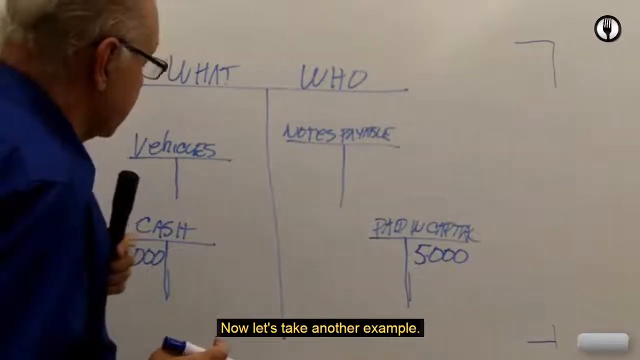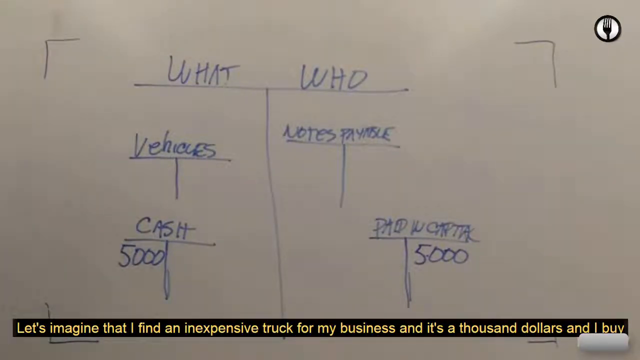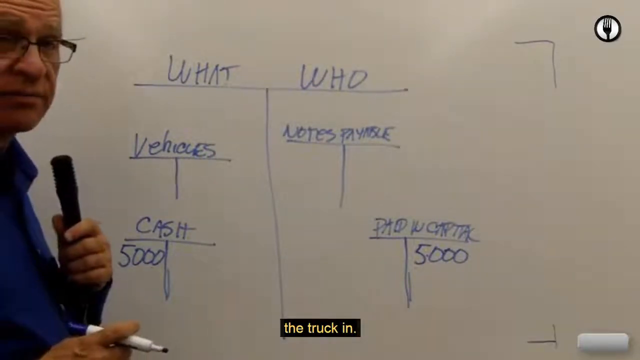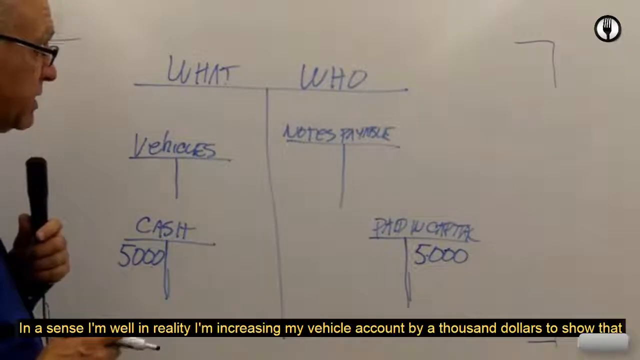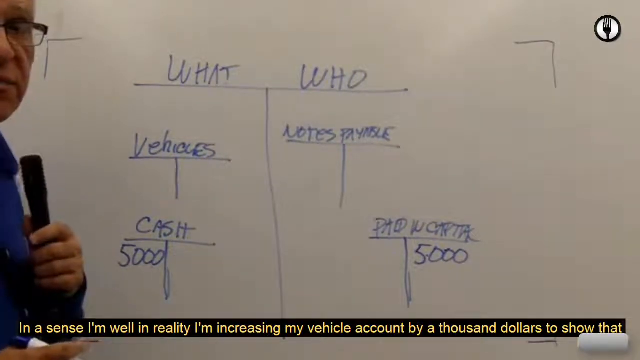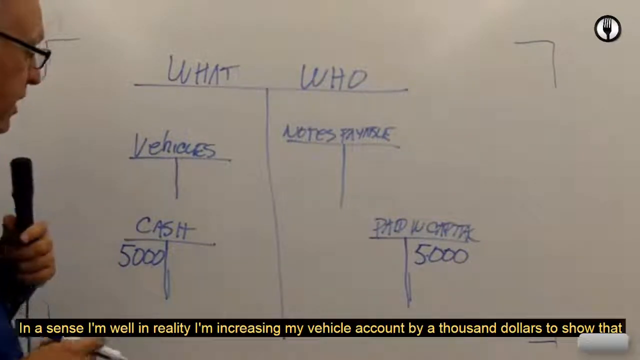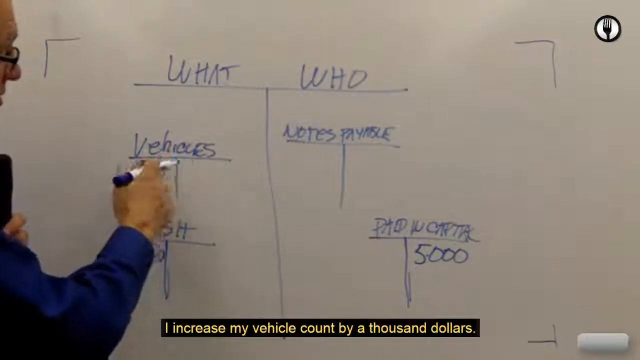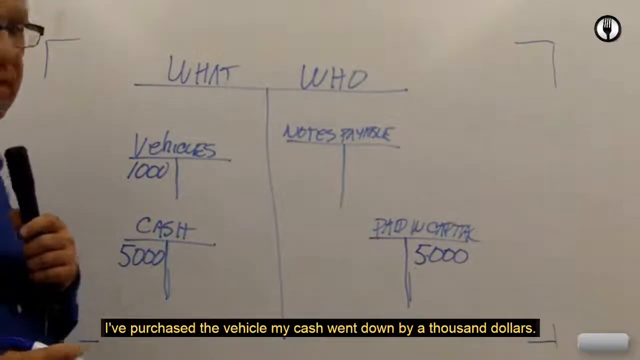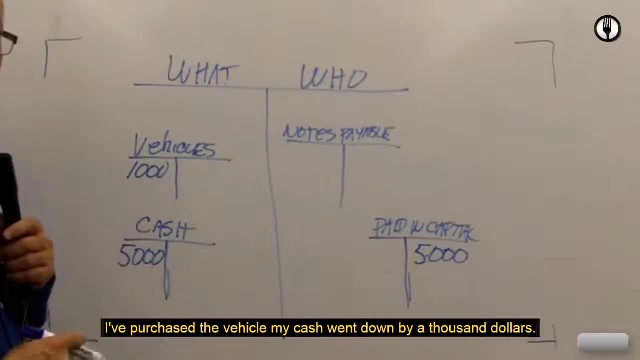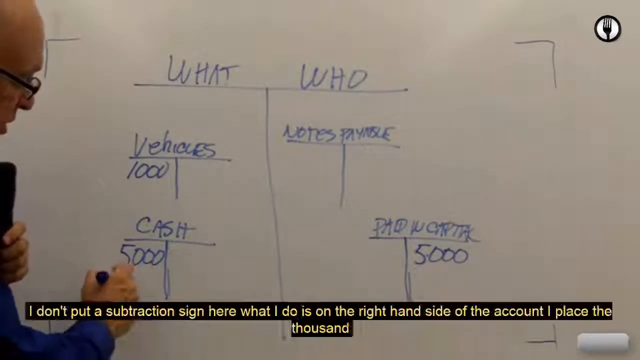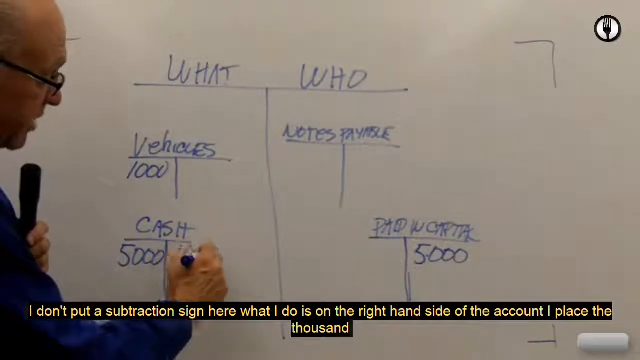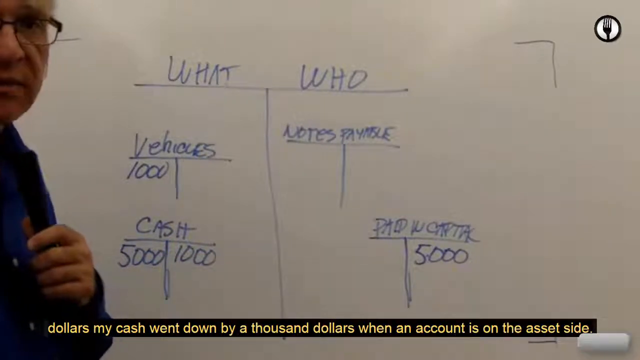Now let's take another example. Let's imagine that I find an inexpensive truck for my business, and it's $1,000, and I buy the truck. In reality, I'm increasing my vehicle account by $1,000. To show that, I increase my vehicle account by $1,000. I've purchased the vehicle. My cash went down by $1,000. I don't put a subtraction sign here. What I do is on the right-hand side of the account, I place the $1,000.